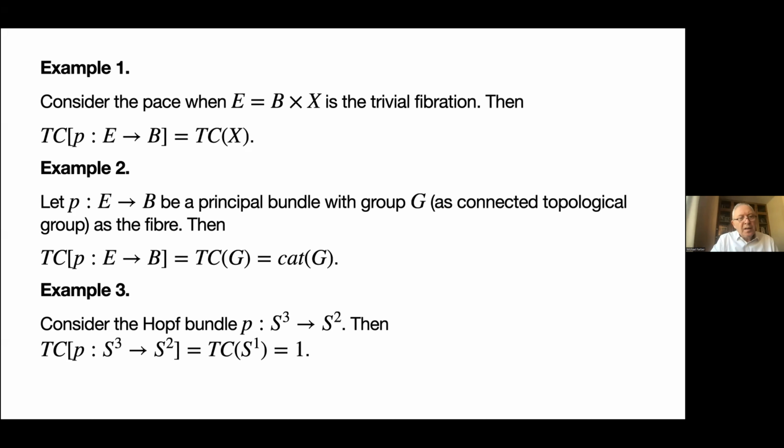The second example says that if we have a principal bundle with a connected topological group as a fiber, then this parameterized topological complexity is again the same as TC of the fiber, and it is the same as the Lusternik-Schnirelmann category of this group. In particular, if you look at the Hopf bundle of circles over S2, its topological complexity is the same as the topological complexity of the circle, which is 1, as we have seen. Because this is a principal bundle, and it is a special case of example 2.